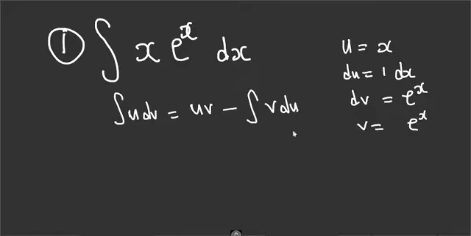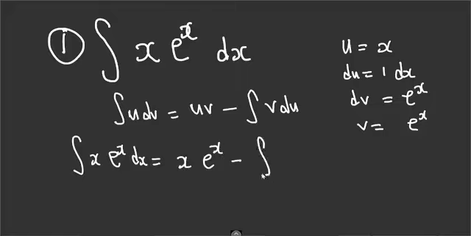Then we are going to substitute these values in our formula. So here we are going to write the integral of x e power x dx is equal to, in this case our u is x and our v is e power x, minus the integral of our v. As you can see, our v is e power x, then times, what is our du? Our du is just 1 dx, which we can just write as dx.